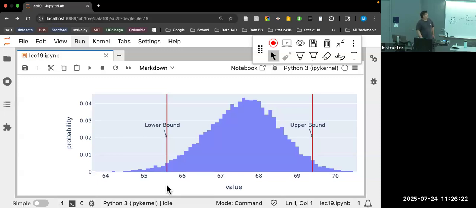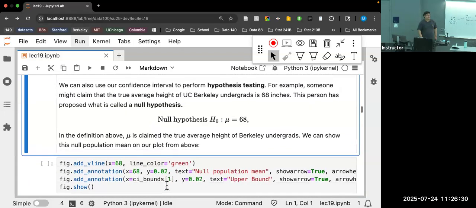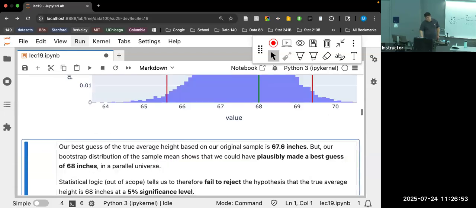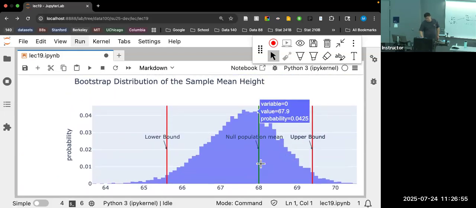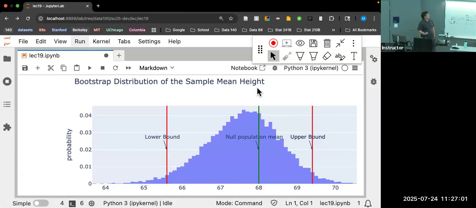Very powerful, very versatile. And another thing you can do, now that you have a distribution, is hypothesis testing. So perhaps we can say for our null hypothesis, the true average height of all 32,000 Berkeley undergrads is 68 inches. Okay, we want to run a hypothesis test on that. And where is 68? Well, 68 is in the bulk of my distribution, quite close to the peak, though not exactly at it.